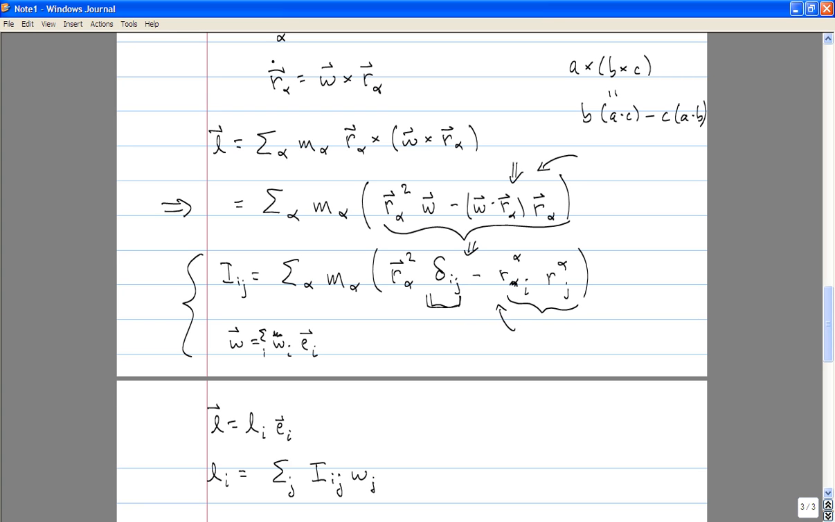Is that clear? Are there any questions on that? I encourage you to go and write out the matrix multiplication explicitly if this is not clear. Write out I ij as a 3 by 3 matrix and multiply it times the three component vector, which is the angular velocity, and check that you get precisely the angular momentum vector.